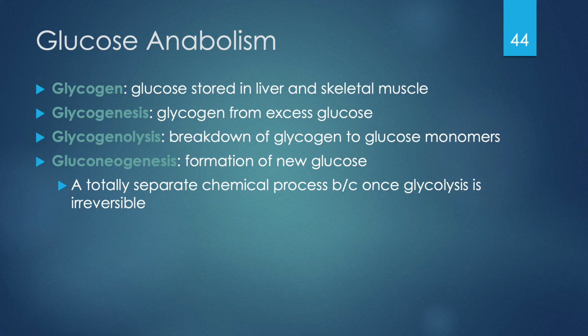Glycogenolysis is the breakdown of glycogen to glucose monomers, again with the lysis being the breakdown. And then gluconeogenesis is the formation of new glucose. Genesis is generation, right? And this is a totally separate process, by the way, because once glycolysis is completed, we can't just reverse it. So gluconeogenesis is an entirely new chemical process.